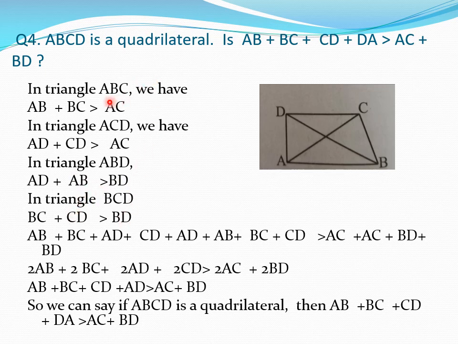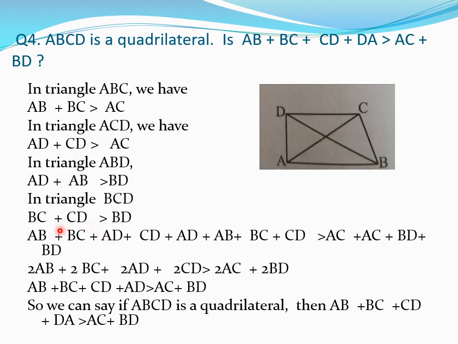So now from the four statements we are adding the left sides and right sides. So left side AB plus BC here. In the second statement AD plus CD. Third statement AD plus AB. Fourth statement BC plus CD. This part we take and write here. So all the left sides we have added now. Now everywhere we have the greater than symbol, so we put the greater than symbol here. Now on the right side AC, AC, BD, BD. So we are writing AC plus AC plus BD plus BD. So all the left sides we added, and all the right sides we add also.